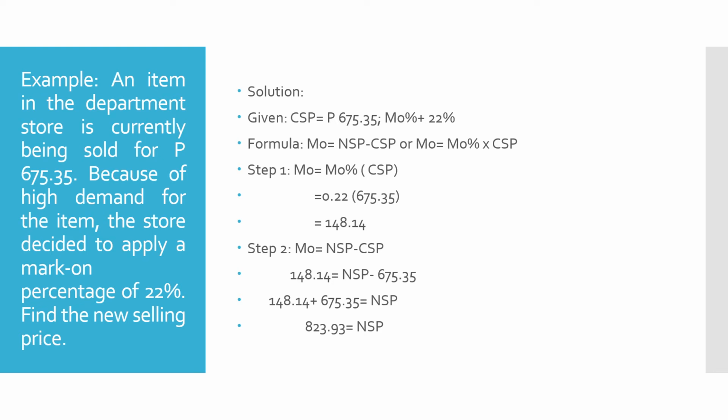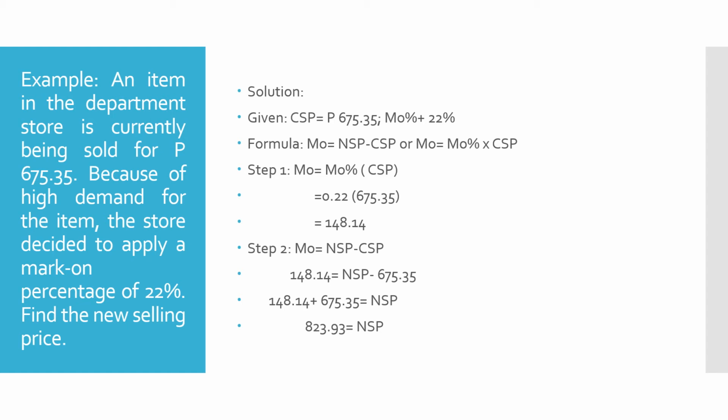So, the mark-on percentage is equivalent to 22%. Now, what is the formula? Mark-on is equivalent to the new selling price minus the current selling price, or the previous selling price. Or mark-on is equivalent to mark-on percentage times the current selling price or previous selling price.